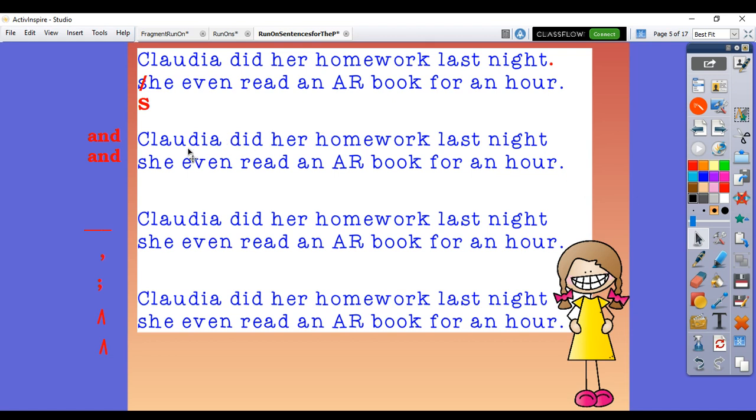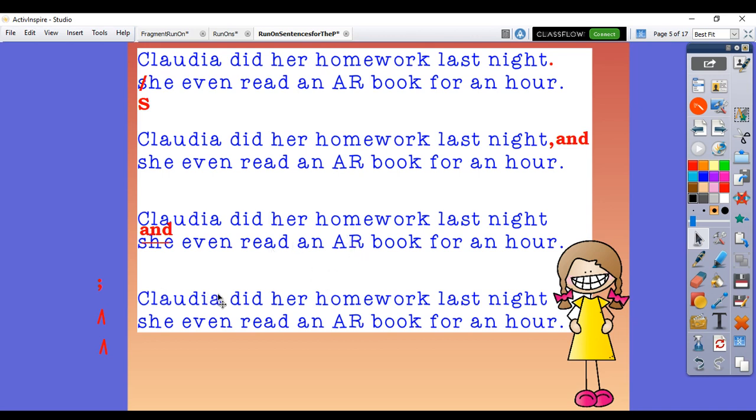The next way to repair it is to make a compound sentence. Claudia did her homework last night, comma, and she even read an AR book for an hour. Beautiful compound sentence. You have to have that comma and conjunction or combining word. Third way, Claudia did her homework last night and even read an AR book for an hour. If we take she out of there, then we don't have a subject for our second complete sentence, and we're just combining a lot of words. So now this run-on is repaired.